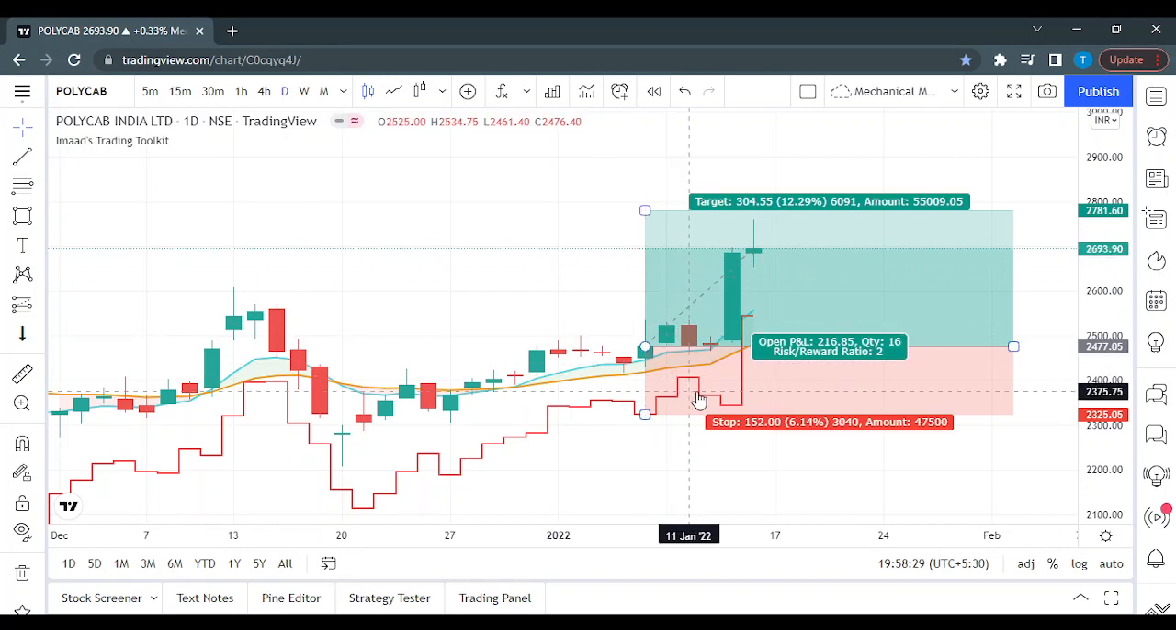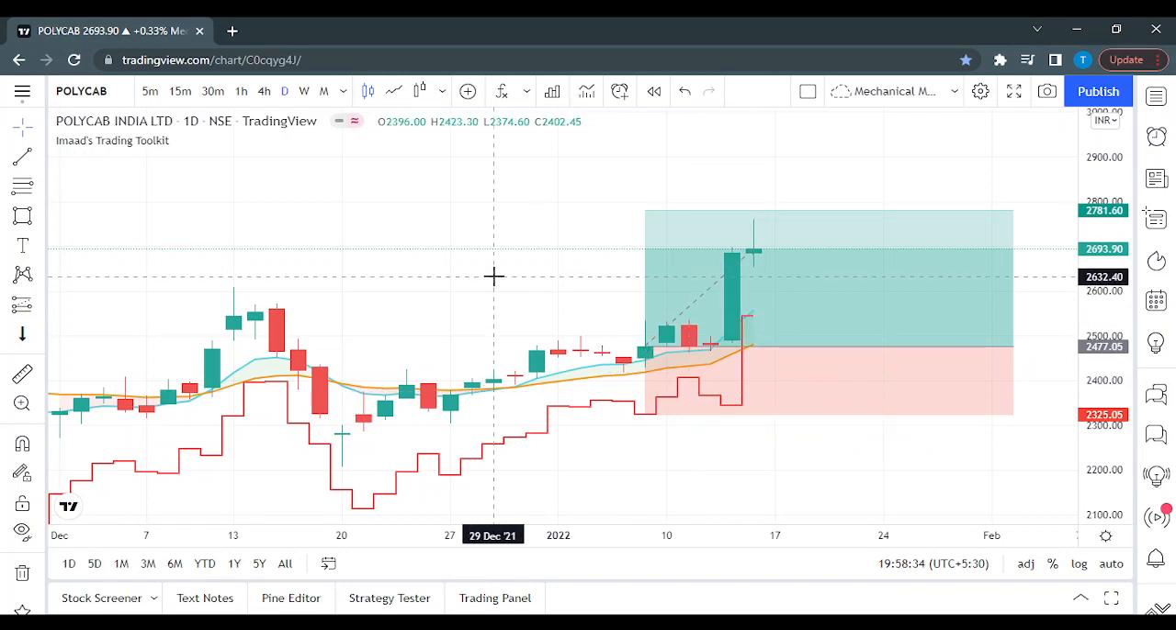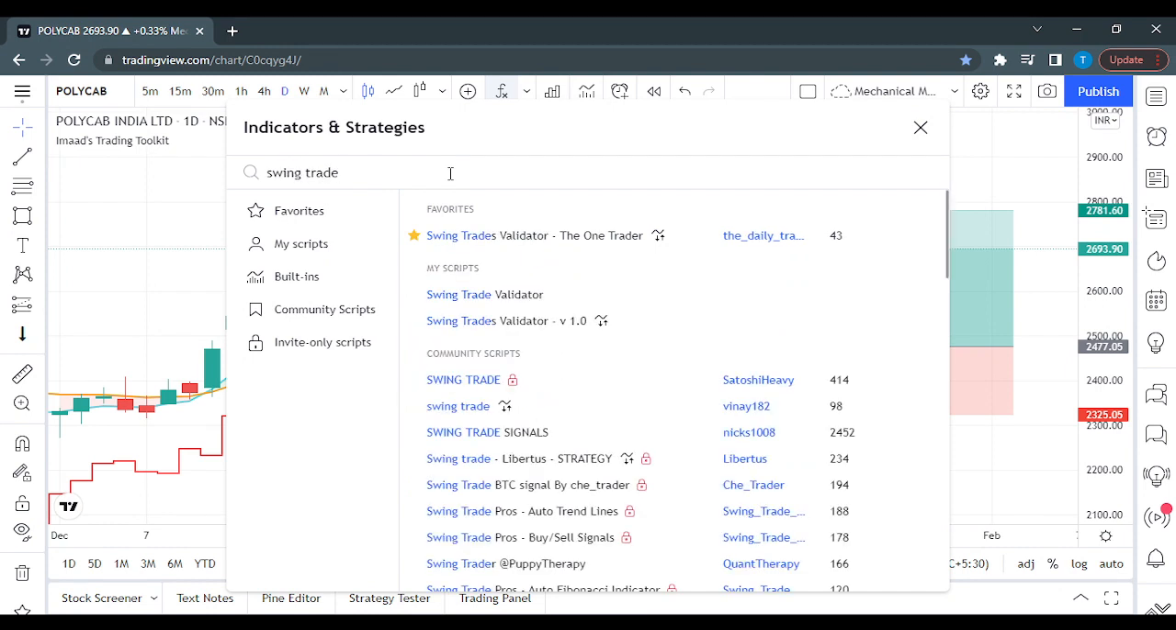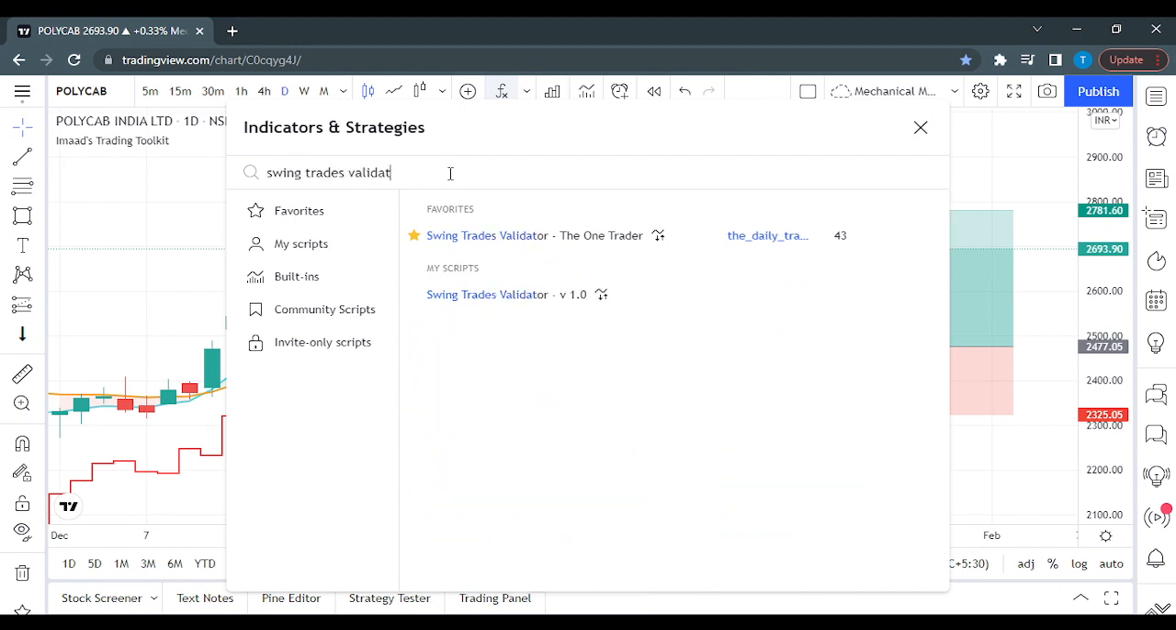Now, how do I figure out if this trade can really work? For this, and this is really important, please pay attention to this part. On the indicators and strategies section, you will look for something called the swing trades validator. This is a special toolkit that I have developed. In the community scripts, you will see swing trades validator. Please mark it as your favorite and put it on your indicators list. You're going to definitely need this, and this is something that really works, right?